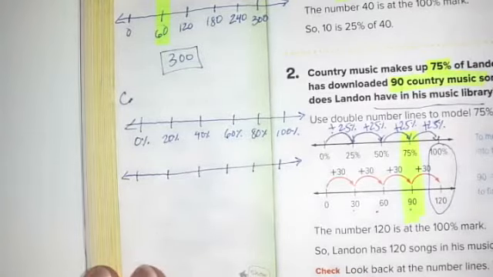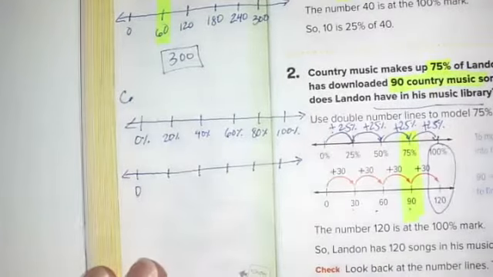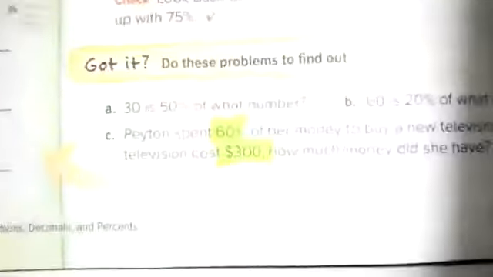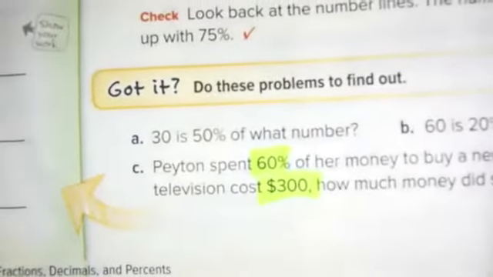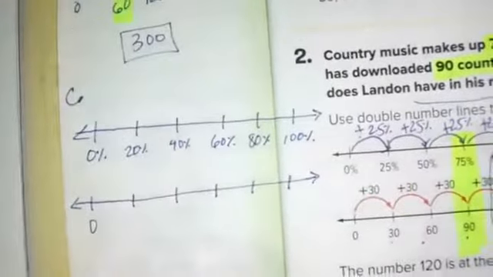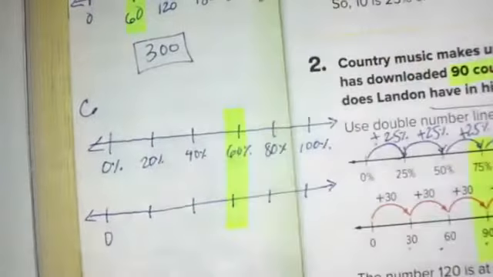Okay. And so 0% will line up with the number 0. And in this case, the number that we knew was 60%. We know that 60% is $300. So those are the two that we need to match up on our number line, on our double number line. 60% is $300.